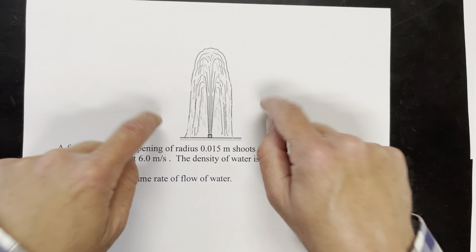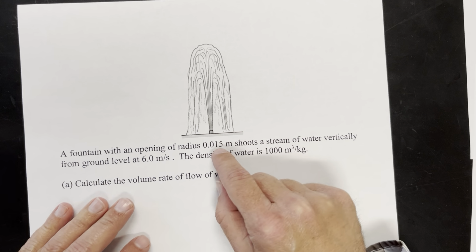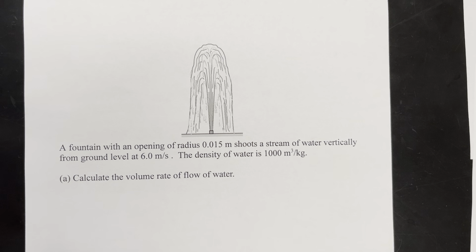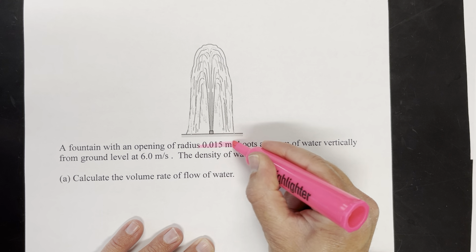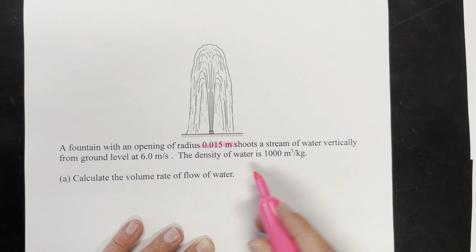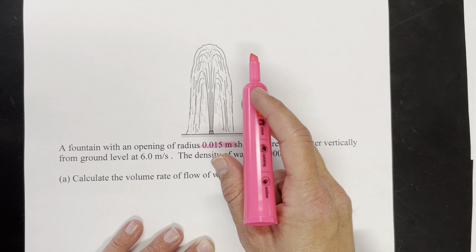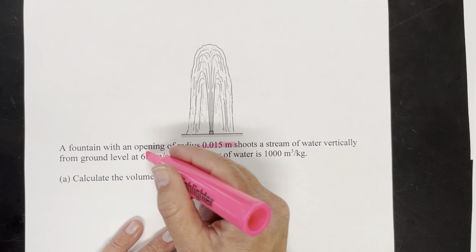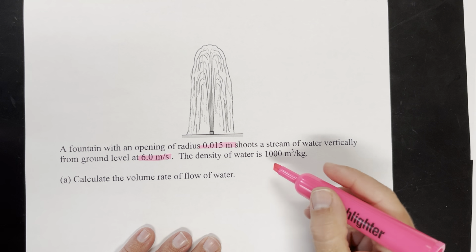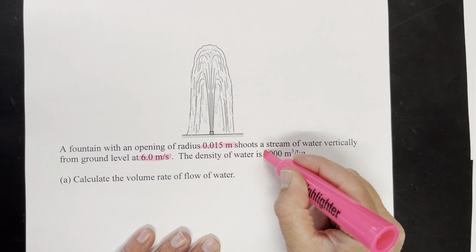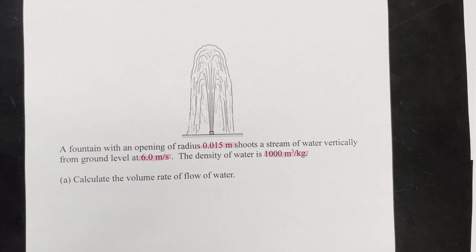Hi everybody, let's look at this one right here from 2008. We got a fountain shooting up here. So let's look here. It says we got a fountain with an opening of radius 0.015 meters. It shoots a stream of water vertically into the air at ground level at a velocity of 6 meters per second here. And then don't forget that the density of water is 1,000 kilograms per cubic meter here.